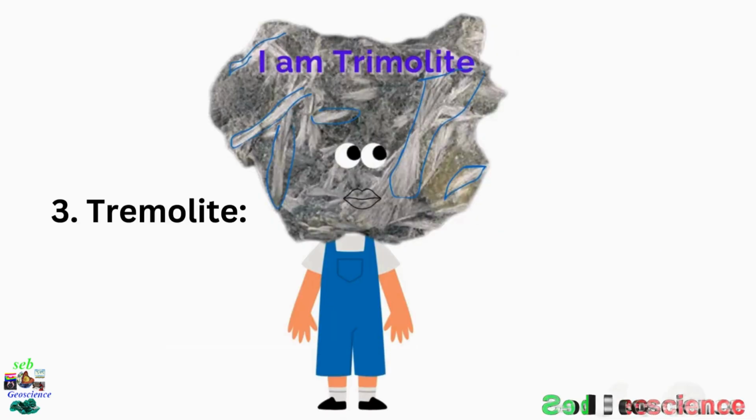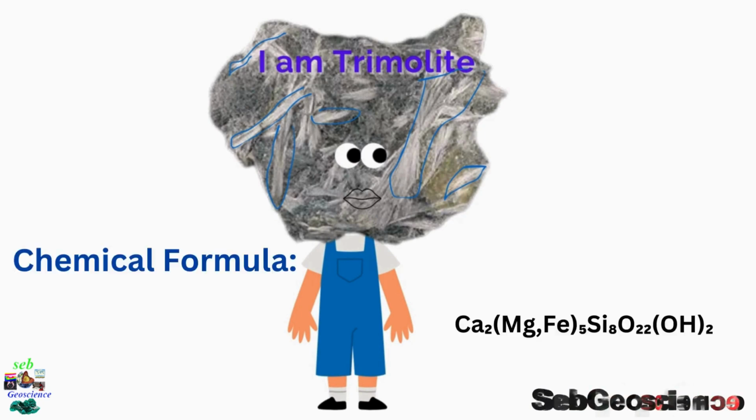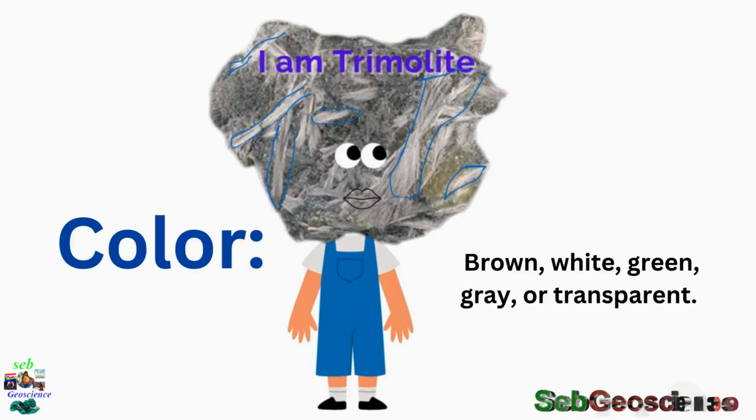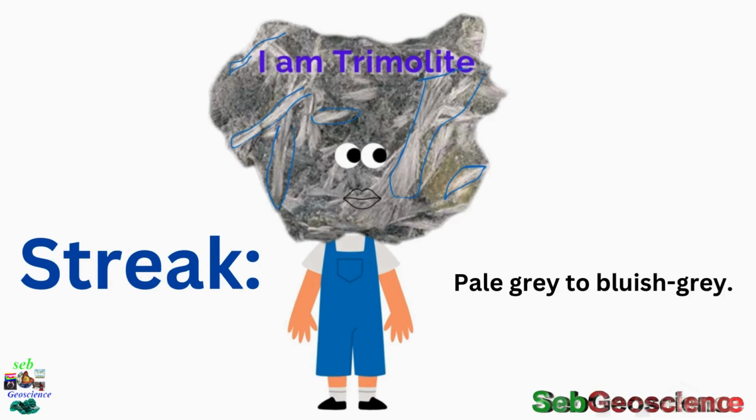The third and last amphibole group mineral is Tremolite. The chemical formula is the one shown here. The color is brown, white, green, gray, or transparent, typically gray to blue. The streak is bluish gray or pale gray. In this image, the crystal is elongated and almost colorless or white.